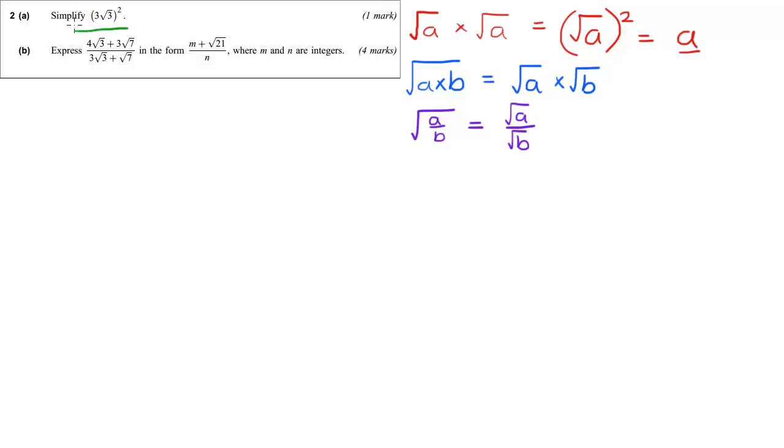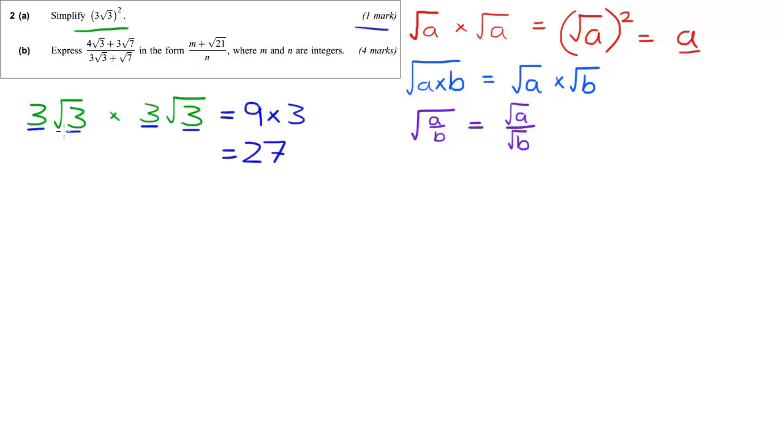So simplify this. We have 3 root 3 times another 3 root 3. Let's do what we would do in any other situation. Let's times the 3 by the 3. We get 9. And then root 3 times root 3, as we know from up here, is just going to be 3. So 9 times 3 is equal to 27. 1 mark. Easy.